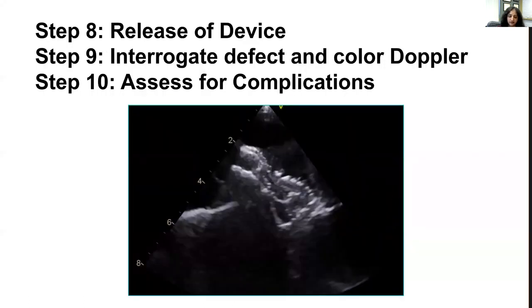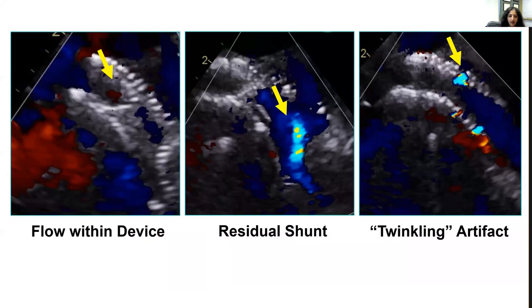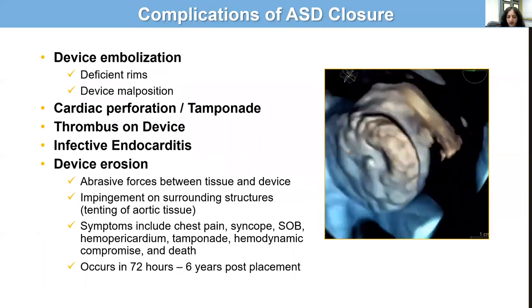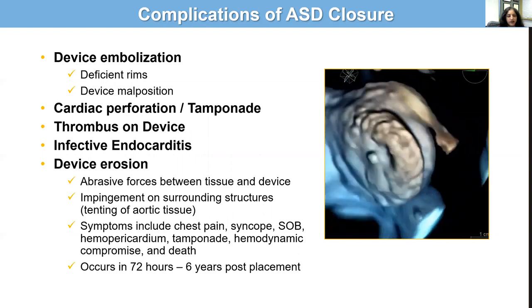We then release the device after doing a tug test to ensure stability. We interrogate the defect again with color Doppler after it is released, and we assess for complications. And similar to TAVR, there's the normal flow within the device. There is the residual shunt that you see here. And then there's that twinkling artifact, which is an artifact and doesn't represent cardiac flow. This is how our device looked in our patient once deployed, a very successful ASD closure.